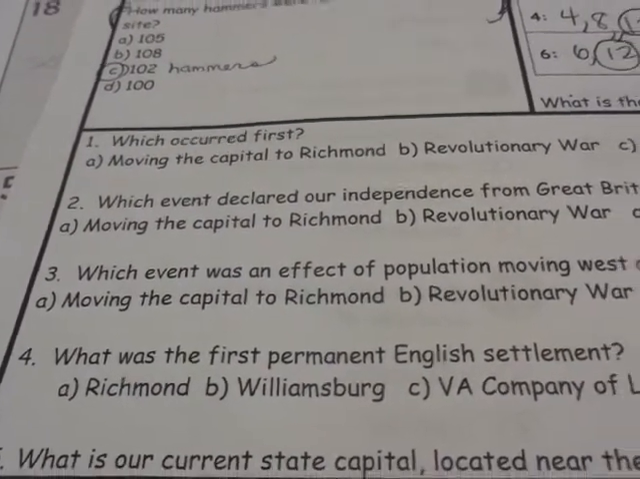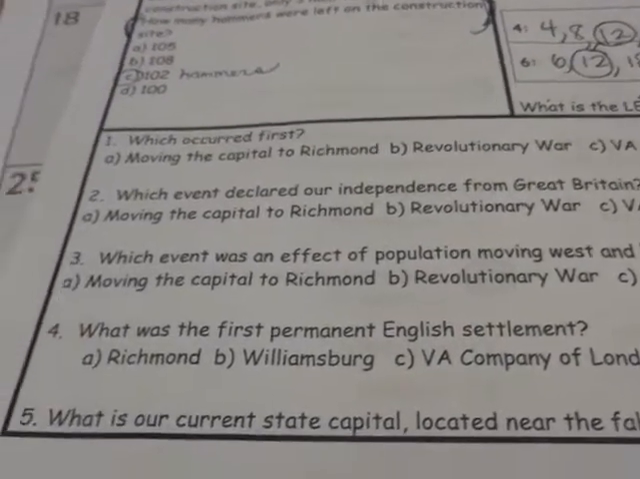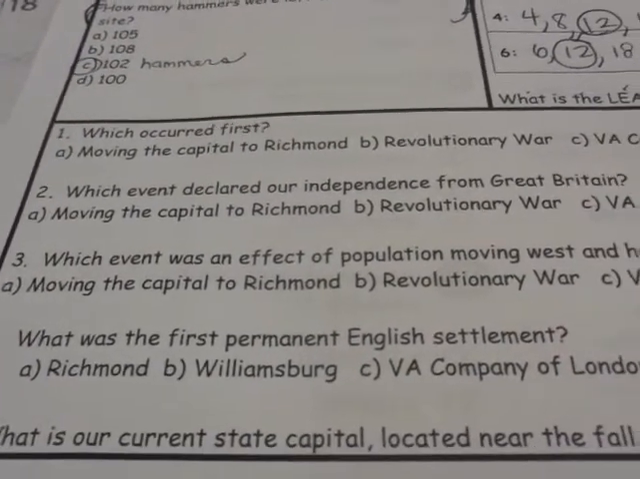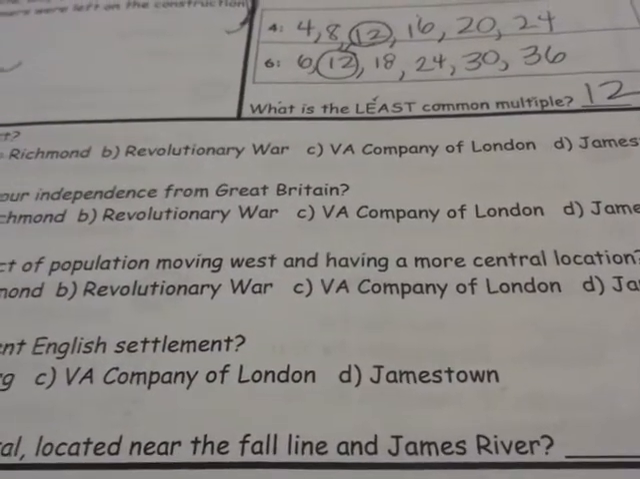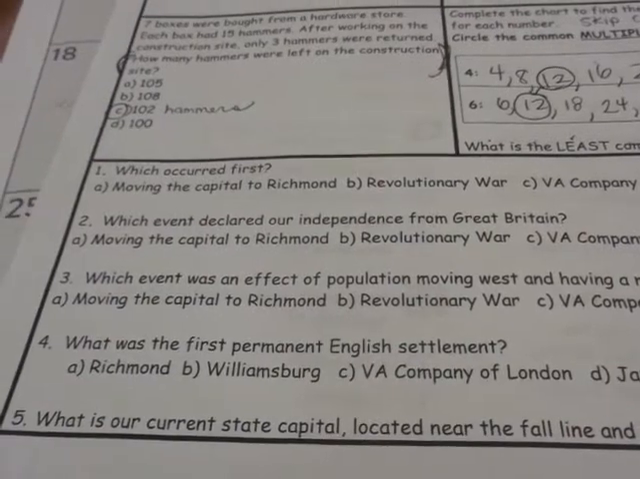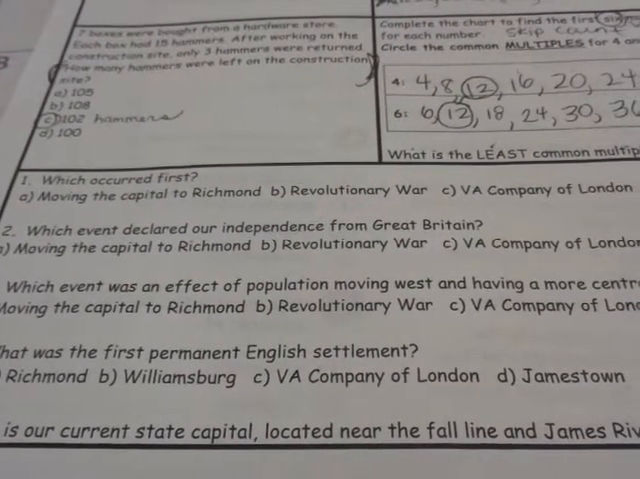Number 4, what was the first permanent English settlement? This was in 1607. A, Richmond. B, Williamsburg. C, Virginia Company of London. D, Jamestown. 1607, they named it after the king at this time, and a river was named after him as well.